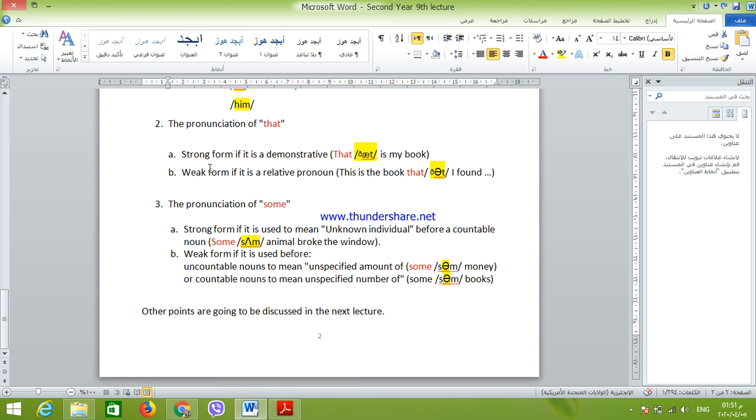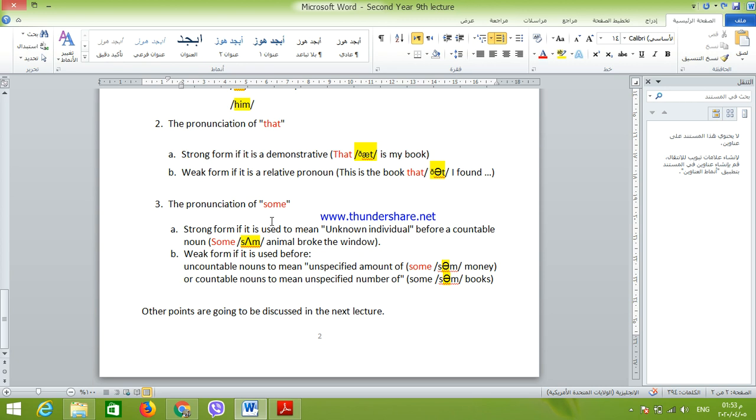Another point is about the pronunciation of that. This function word has two pronunciations. The first one is strong whenever it has a demonstrative sense, like that is my book. Here, that is a demonstrative. That's why it is pronounced in its strong form. But when that comes as a relative pronoun, as a part of a relative clause, it's going to be weak. This is the book that I found. It becomes a schwa. So this is the strong form when it is a demonstrative, and this is the weak form when it is a relative pronoun.